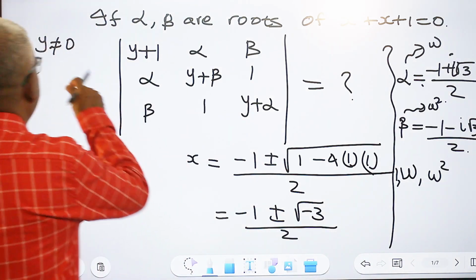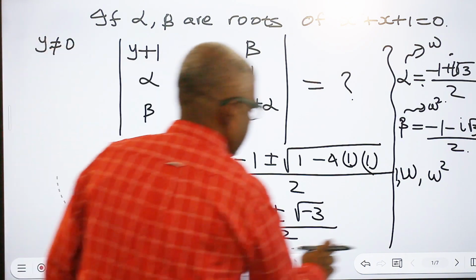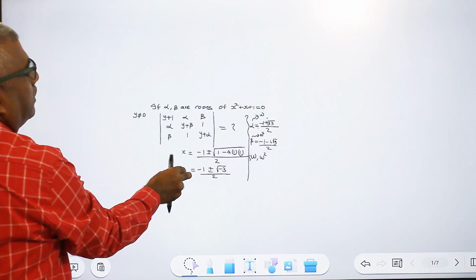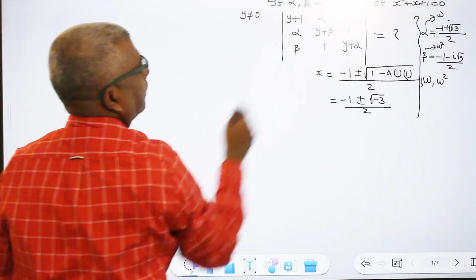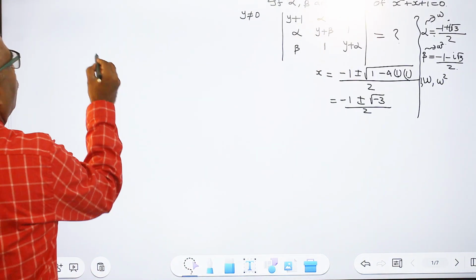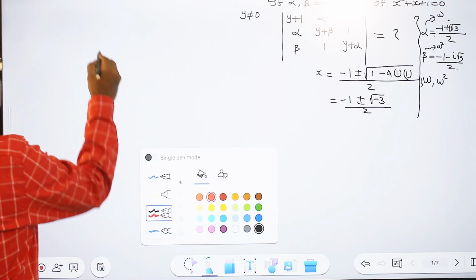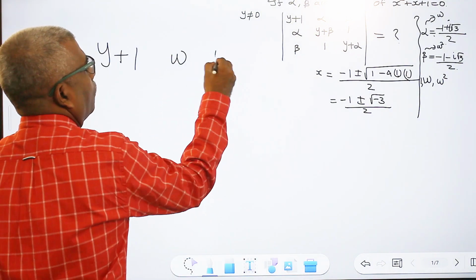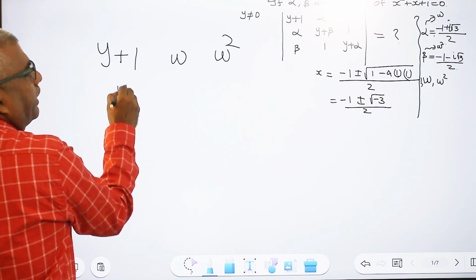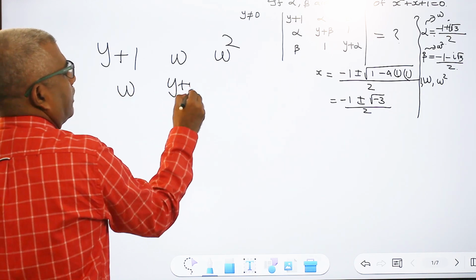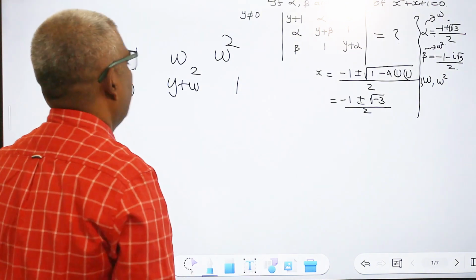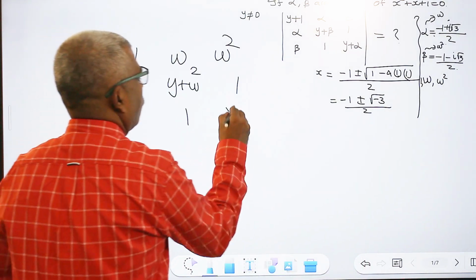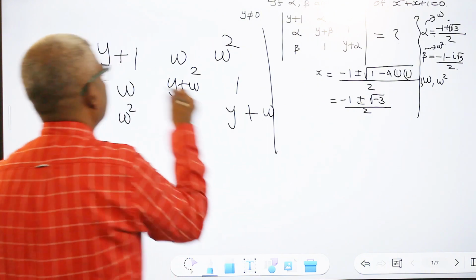Okay, here I am writing it. Copy down until now. So y plus 1, what is alpha? Alpha is omega. Beta is omega squared. Then omega, y plus omega squared, 1. Then omega squared, 1, y plus omega. Okay.